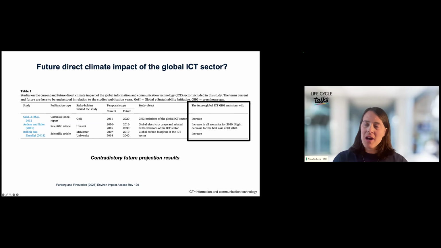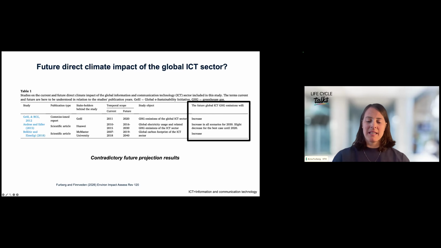So to try to understand this, we conducted a critical review of these studies and reconstructed the results for the year of 2020. That was the only year for which the studies shared future projections. So we reconstructed the results applying as high a level of detail as possible, and then scrutinized these results, focusing on the calculation approaches and the strategies applied for future scenario construction.